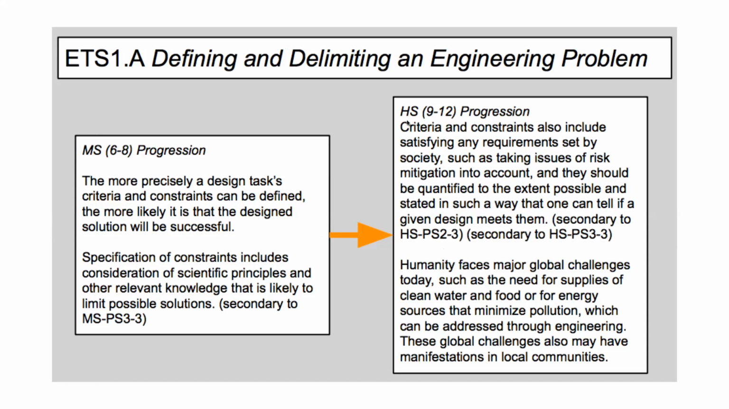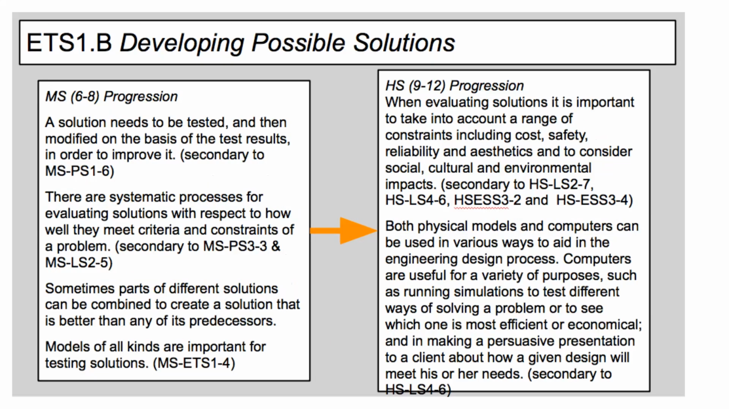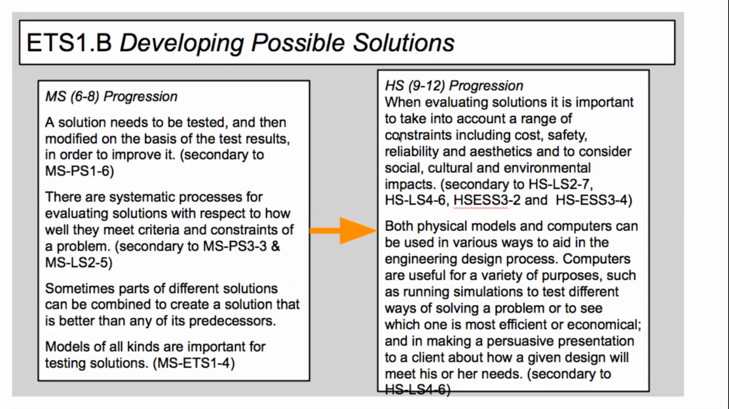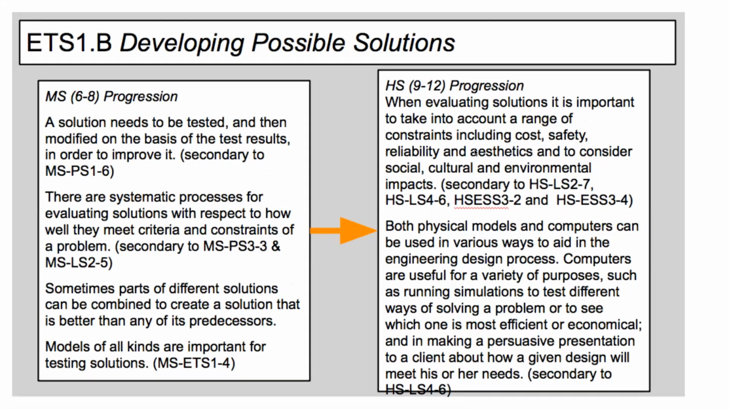Okay, really looking at criteria and constraints that I've already mentioned. We're going to be able to qualify those, potentially quantify those. We talk about global challenges here, developing possible solutions. So the high school progression, when evaluating solutions, it's important to take into account a range of constraints, including cost, safety, reliability, aesthetics, in order to consider social, cultural, and environmental impacts. We're going to zoom in on this one here when we use the systems compass in a few minutes.